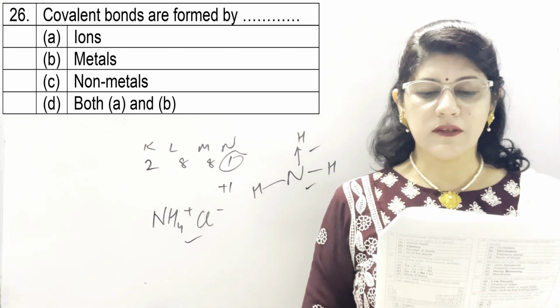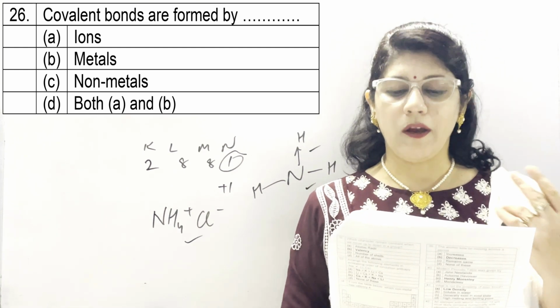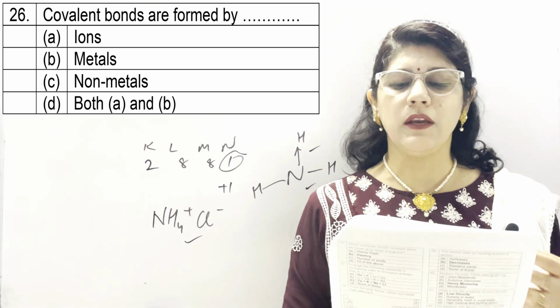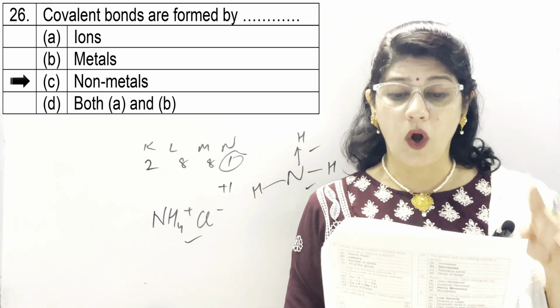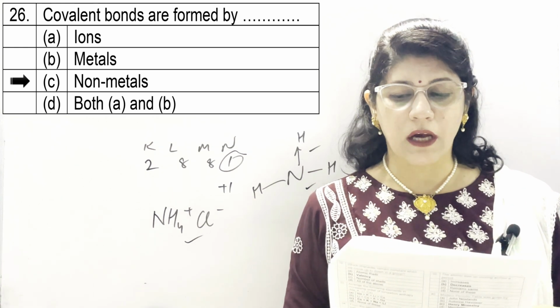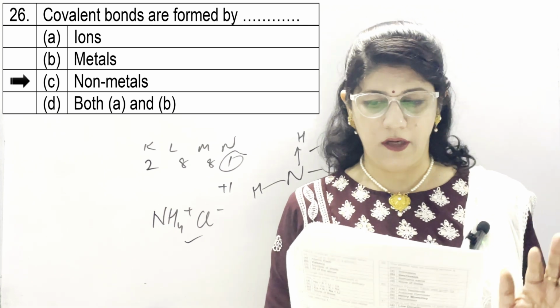Question number 26. Covalent bonds are formed by, A ions, B metals, C non-metals, and D both A and B. So the correct option is non-metals, because covalent bonds are formed by mutual sharing of electrons between two non-metals generally.